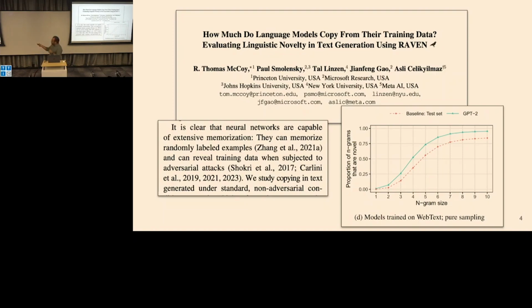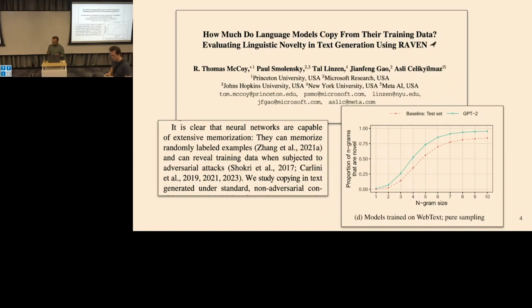They compared the test set, which presumably also contains some novel utterances, with the generations from the GPT-2 XL model. What they looked at was the n-gram overlap. A bigram, for this title, would be something like how much do language. As the n-gram size went up, the models were actually producing n-grams that were more novel than the novel n-grams in the test set.